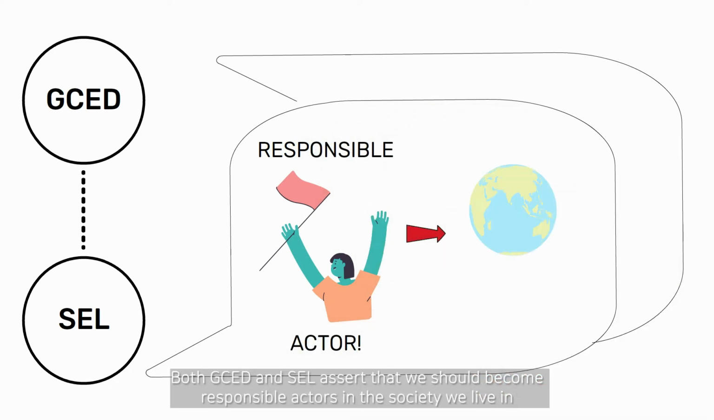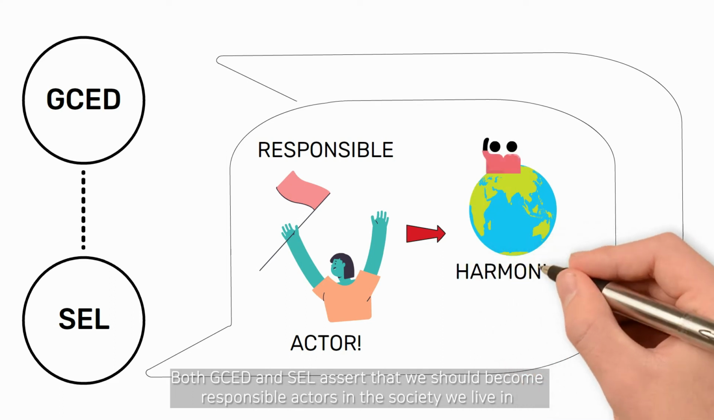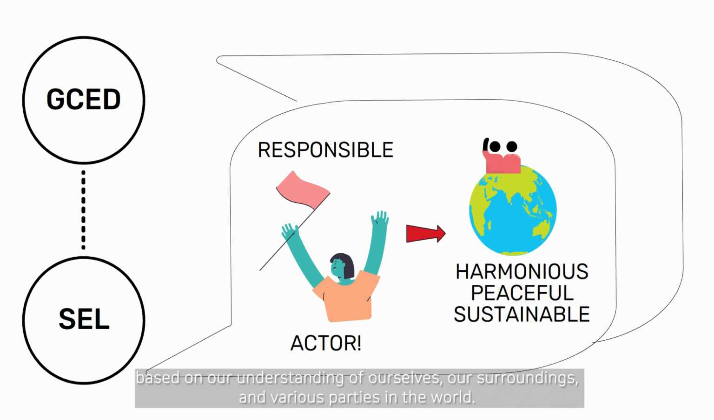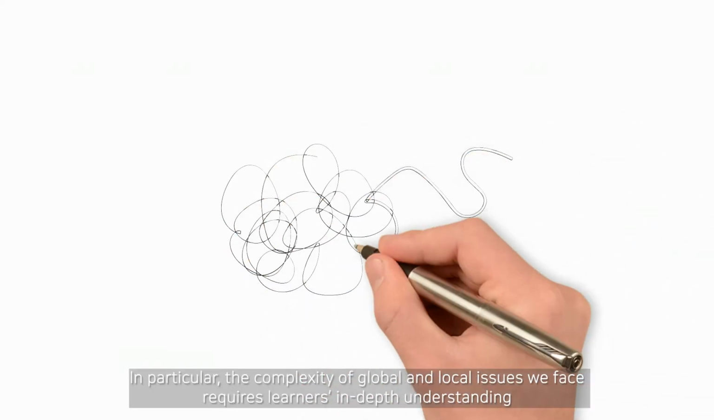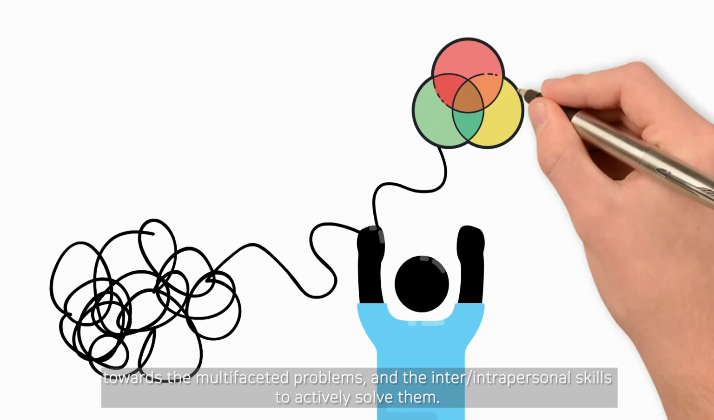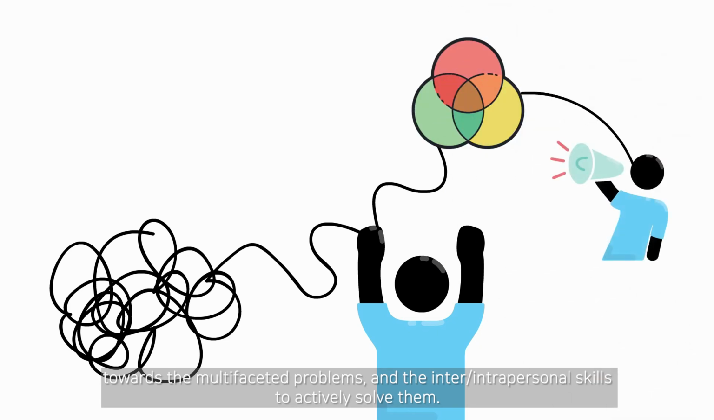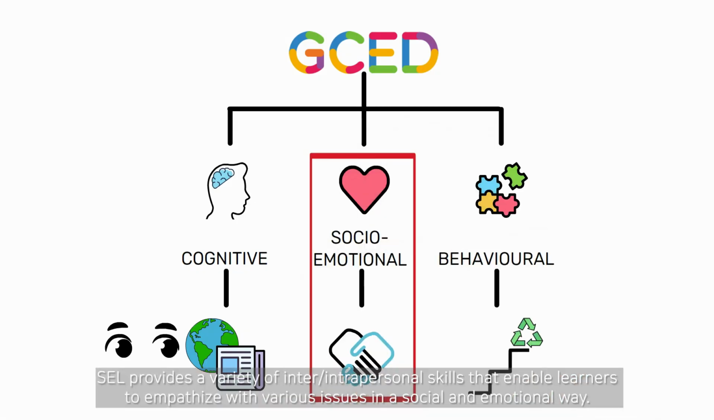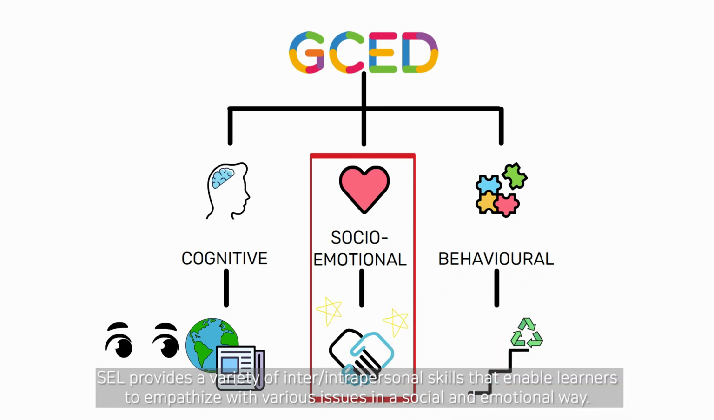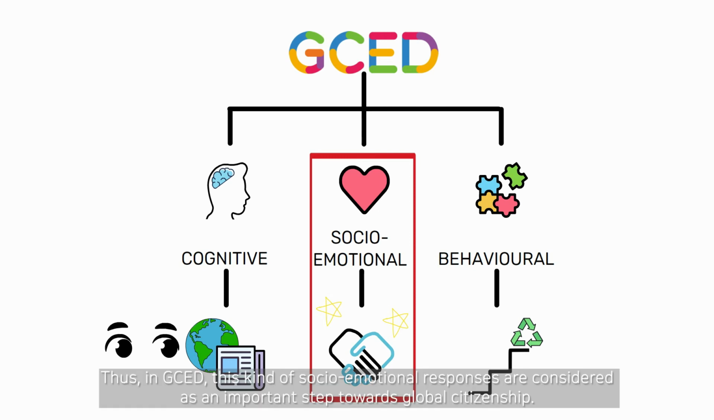Both GCED and SEL assert that we should become responsible actors in the society we live in, based on our understanding of ourselves, our surroundings, and various parties in the world. In particular, the complexity of global and local issues we face requires learners' in-depth understanding towards the multifaceted problems and the intrapersonal skills to actively solve them. SEL provides a variety of intrapersonal skills that enable learners to empathize with various issues in a social and emotional way. Thus, in GCED, these kinds of socio-emotional responses are considered as an important step towards global citizenship.